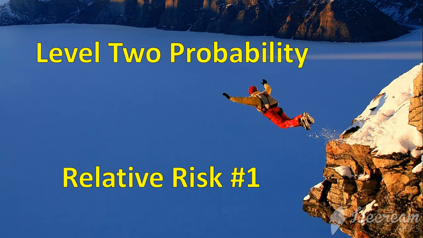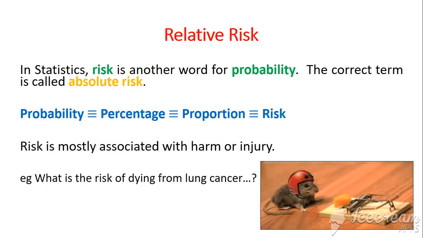This is the first of two videos discussing relative risk. In statistics, risk is another word for probability. The correct term we should be saying is absolute risk. So the words probability, percentage, proportion, and risk all represent the same thing. However, the word risk is mostly used with harm or injury. For example, we might say, what's the risk of dying from lung cancer? Instead of, what is the probability of dying from lung cancer.